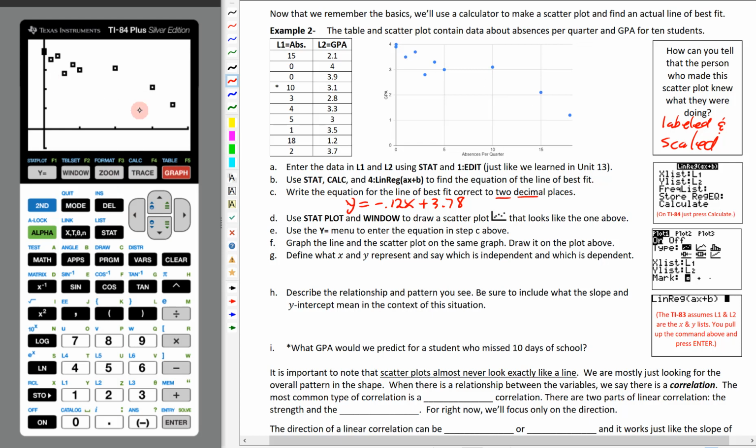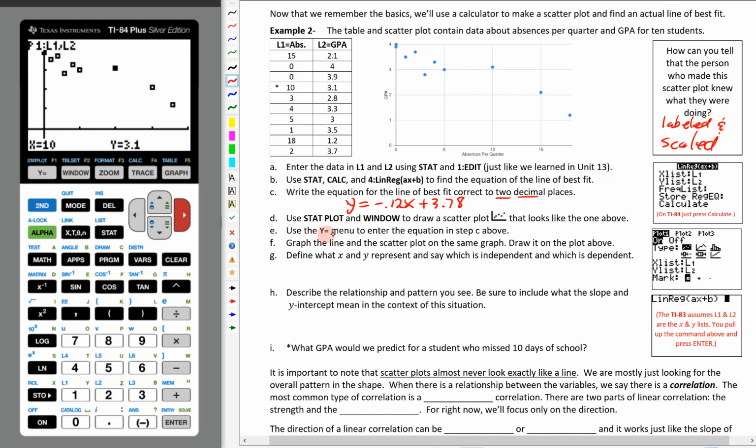Pretty good representation here. Remember, you can hit trace and it will tell you what point we're on. So it's flashing over here, and then we can hop over to the next one on the list. That happens to be right there. And it does go by the ones on the list, so it will kind of hop back and forth. There's a 10 and 3.1. So again, that means 10 absences and a 3.1 GPA. Okay, so we've got a scatter plot. It looks very similar to the one up above.